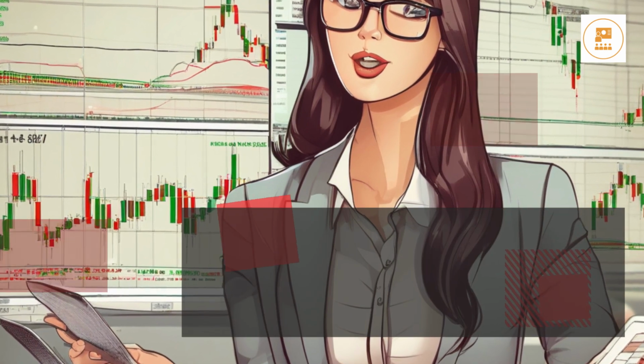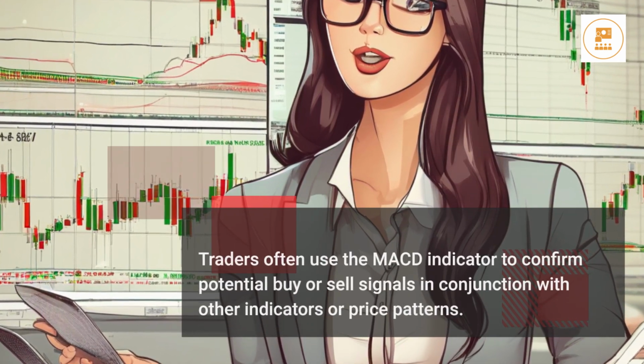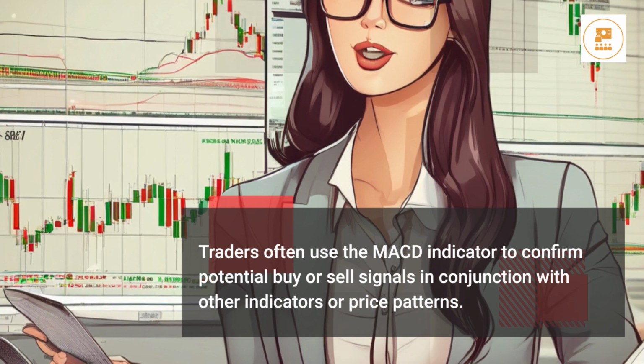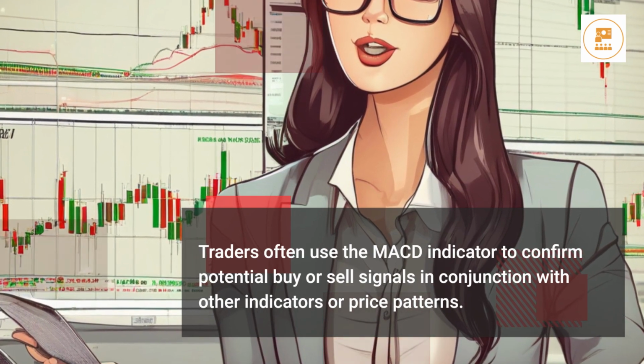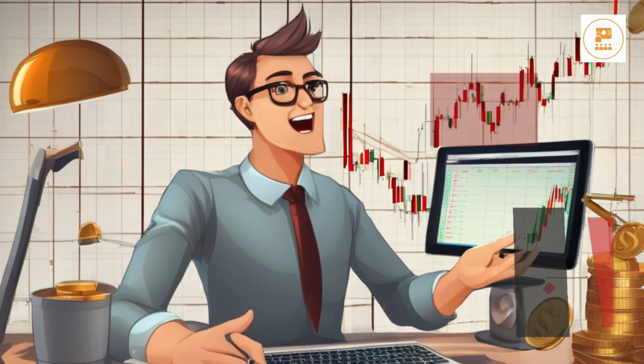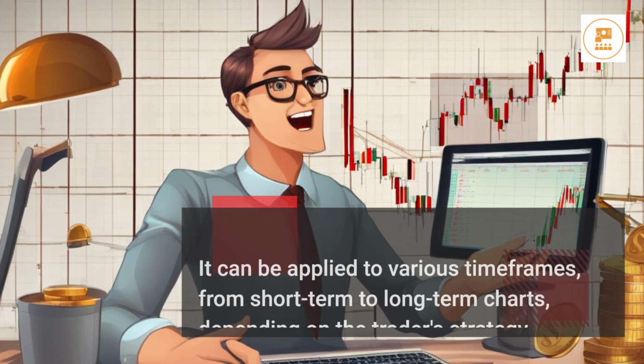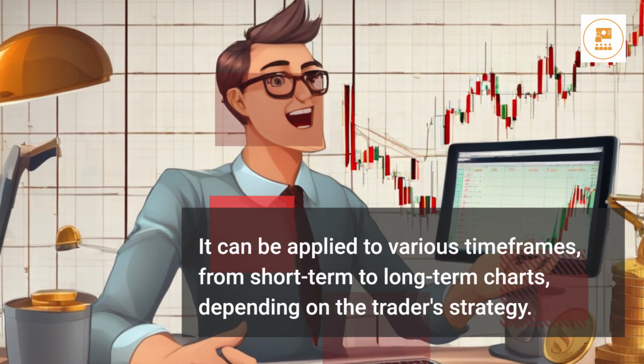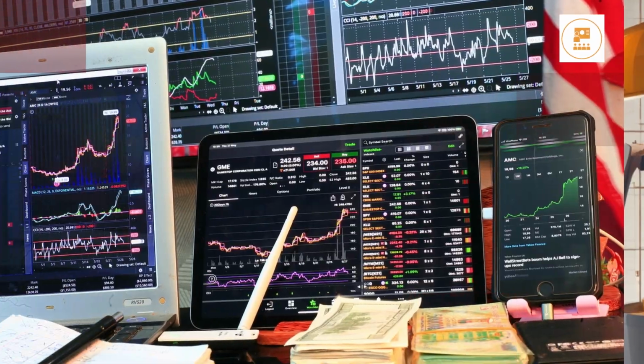Traders often use the MACD indicator to confirm potential buy or sell signals in conjunction with other indicators or price patterns. It can be applied to various timeframes, from short-term to long-term charts, depending on the trader's strategy.